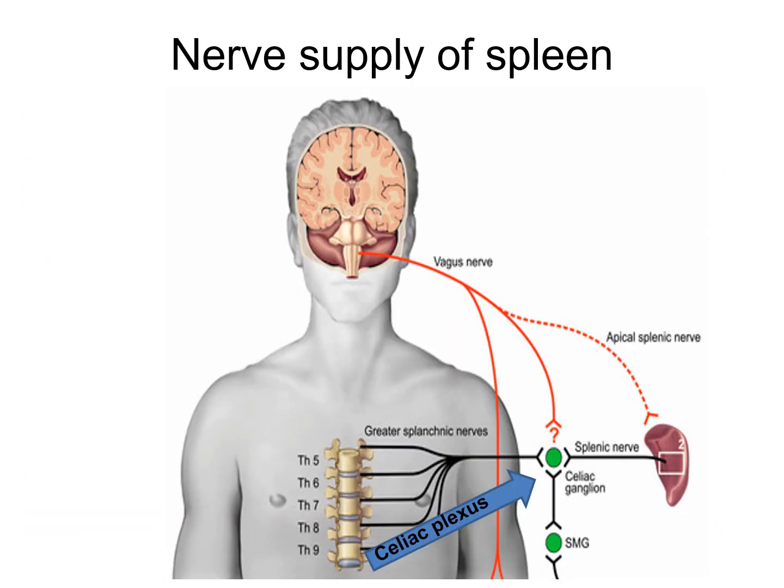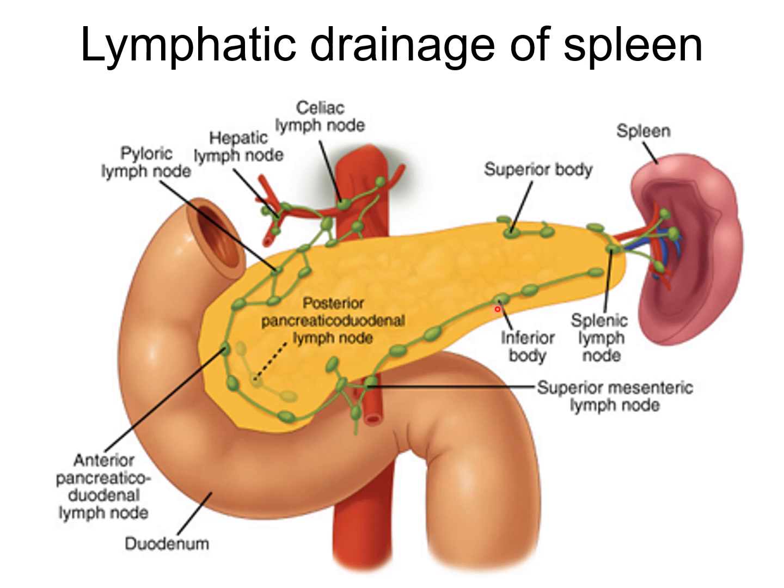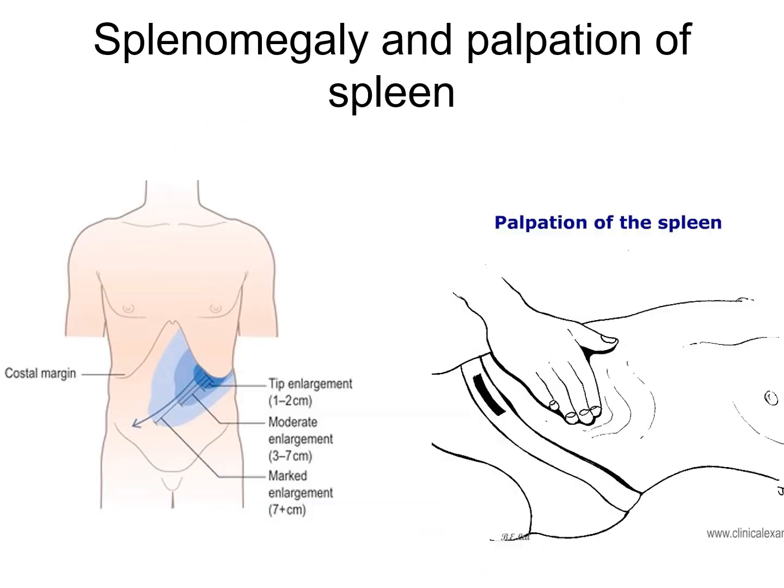Nerve supply of spleen. The nerves accompany the splenic artery and are derived from the celiac plexus, which is seen in front of the celiac artery. The parasympathetic fibers are derived from the vagus nerve, and the sympathetic fibers are derived from the greater and lesser splanchnic nerves. Lymphatic drainage of spleen. The lymph vessels emerge from the hilum and pass through a few lymph nodes along the course of the splenic artery and then drain into the celiac nodes.